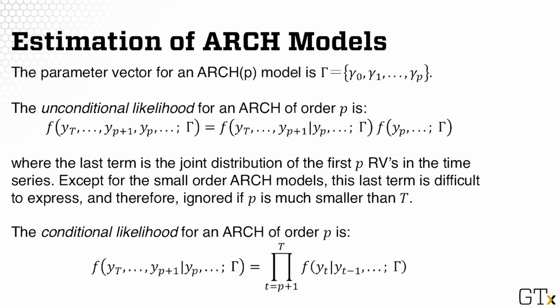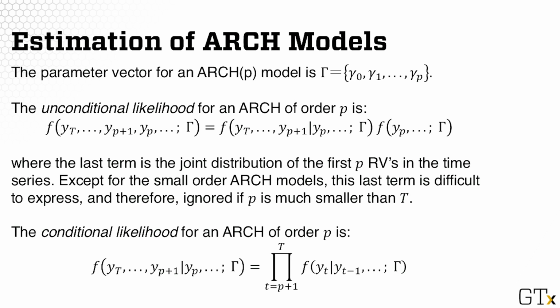I'm introducing here the concept of conditional likelihood, as discussed in the first lecture of this course, reviewing essential concepts in statistics such as the decomposition of the joint distribution. We can decompose the joint distribution of the random variables yT up to y1, modeled by an ARCH p model, using the unconditional likelihood as defined on the slide. The second term in the decomposition is a joint distribution of the first p random variables in the time series.